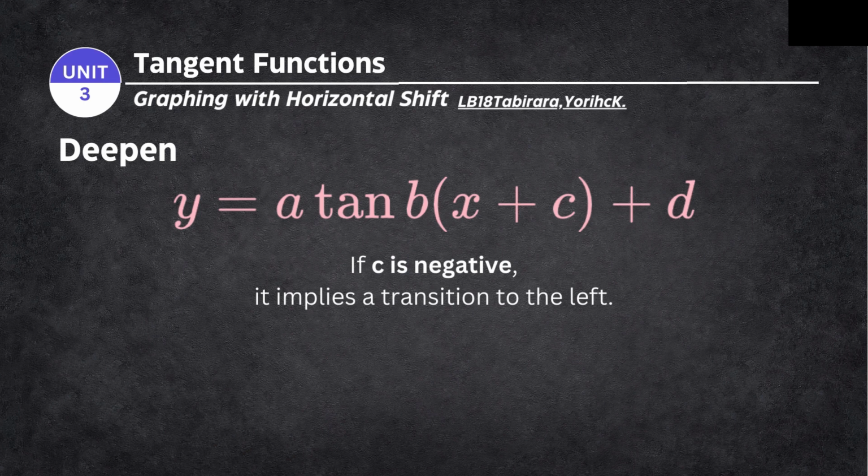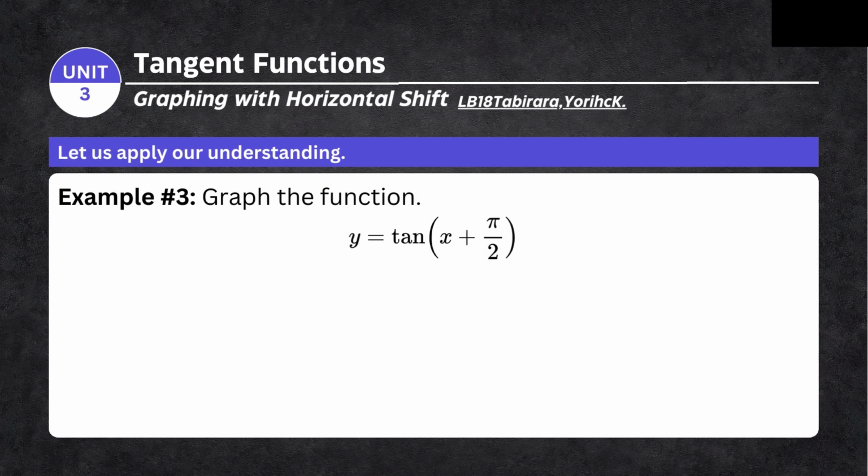Then if c is negative, it now implies a transition to the left. Let us deepen our understanding by applying what we have learned. So let us graph the function y is equal to the tangent of the quantity x plus pi over 2.